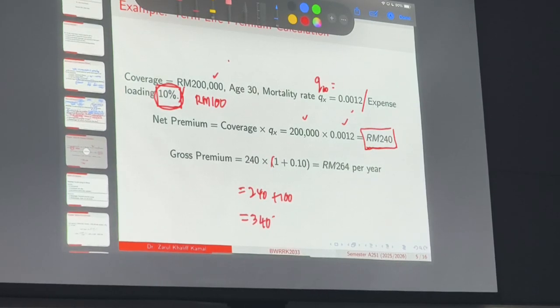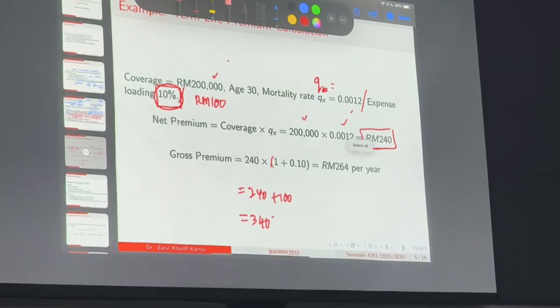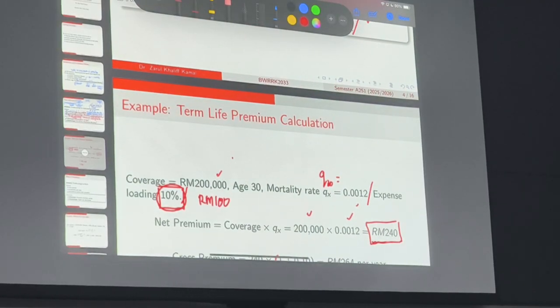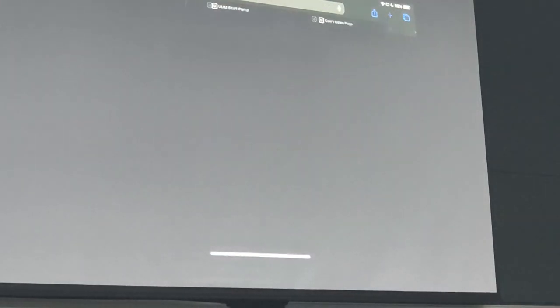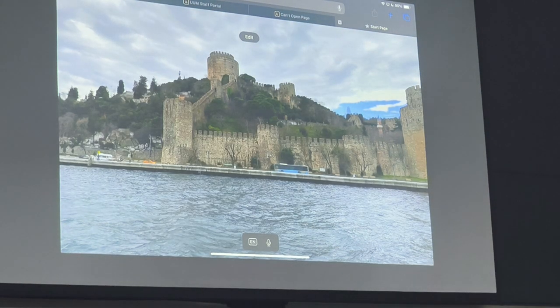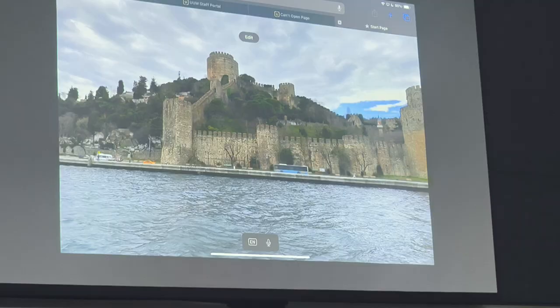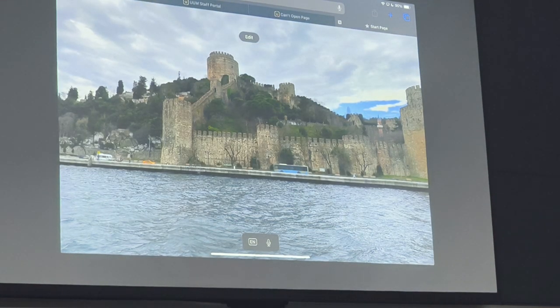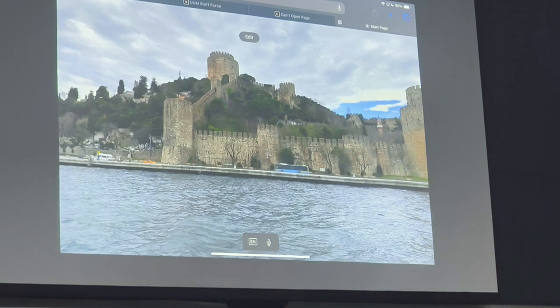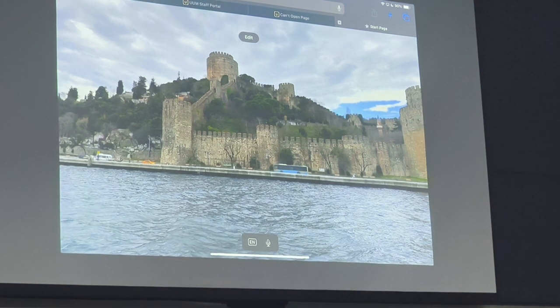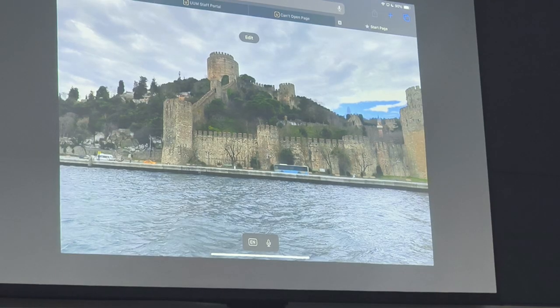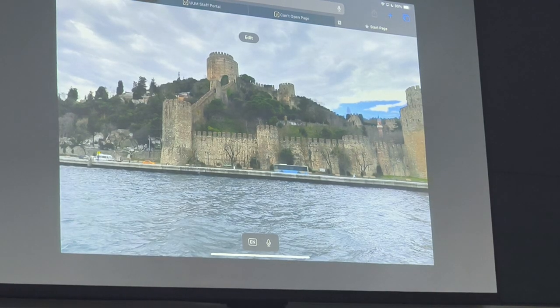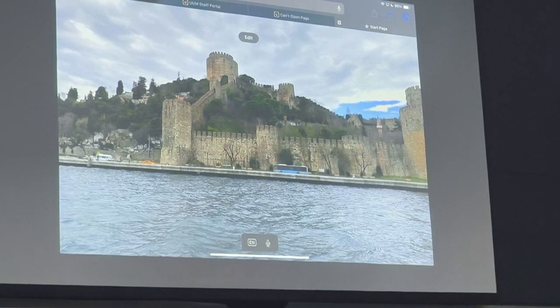Okay, we want to look at an example of term life premium. I hope the internet is okay. Term life premium. I don't teach in detail, why? Because it may differ from one product to another. It's different, so we need to look at the product in order to learn in detail.